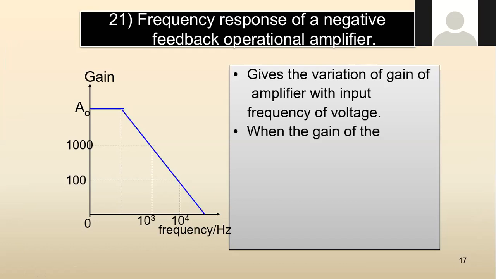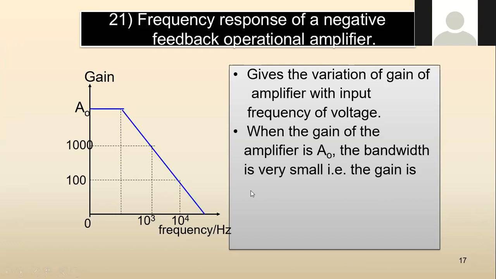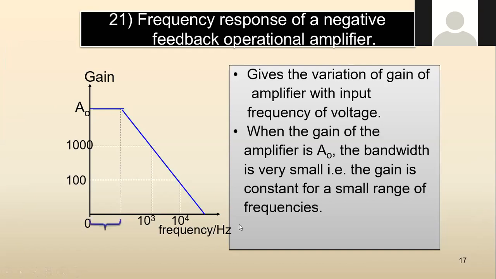When the gain of the amplifier is A0, without any feedback, the bandwidth is very small. This is not a linear scale. It's 10 to the power 4, 10 to the power 3, 10 to the power 2. That means it's just 100 Hertz only, from 0 to 100 Hertz, which is not good for amplifying my speech, because my speech is from 20 Hertz to 20 kilohertz. So that's a limited bandwidth.